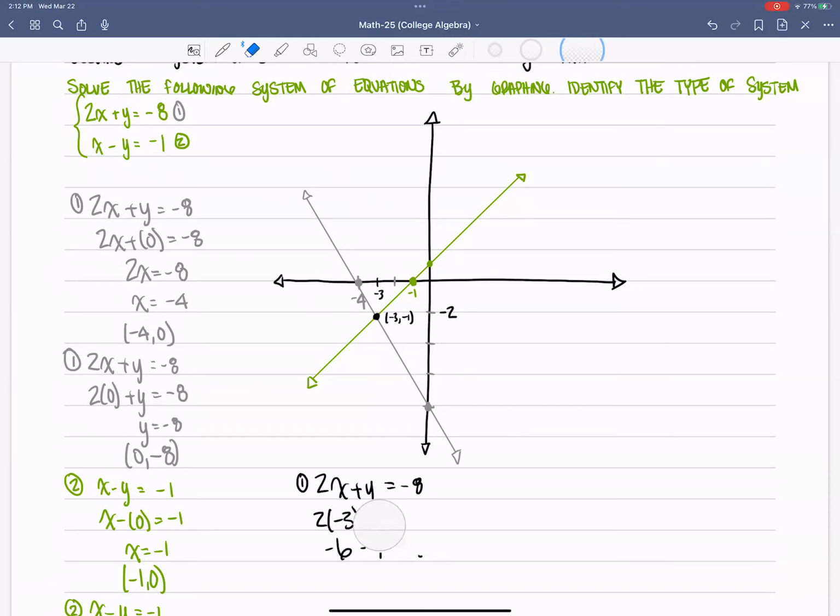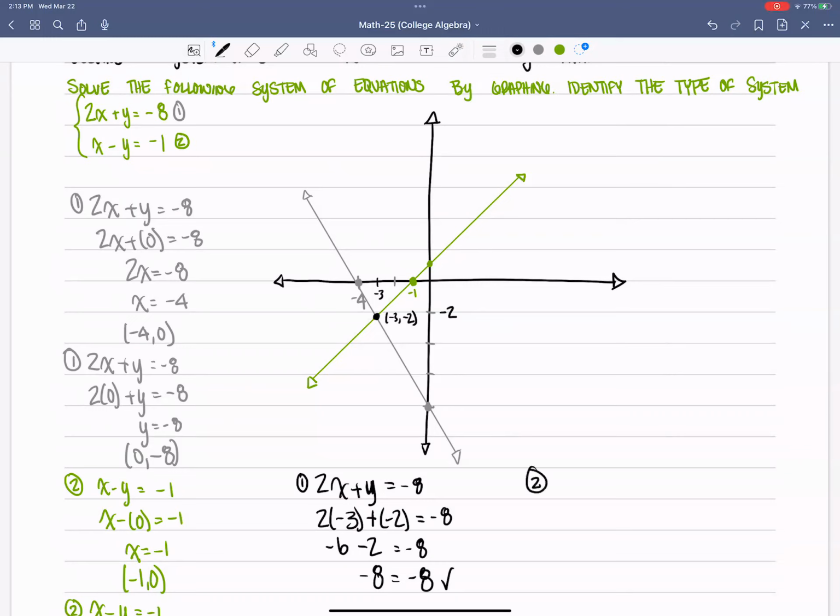So let's try this one more time. 2 times x in this case is 2 times -3, plus y in this case is -2, and this should be equal to -8. We have -6 minus 2 equals -8. And it looks like it works for this solution. But just like in the previous problem, we have to make sure that it works for both equations, because we might have a solution for one equation and not both of them.